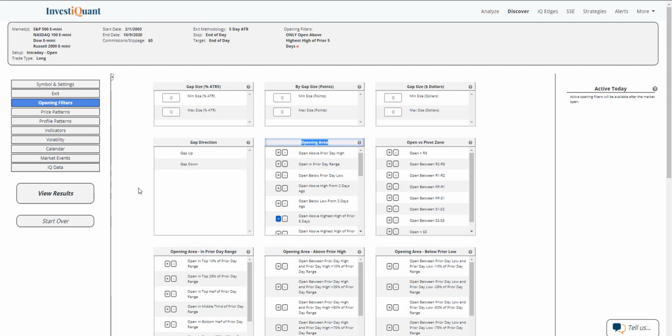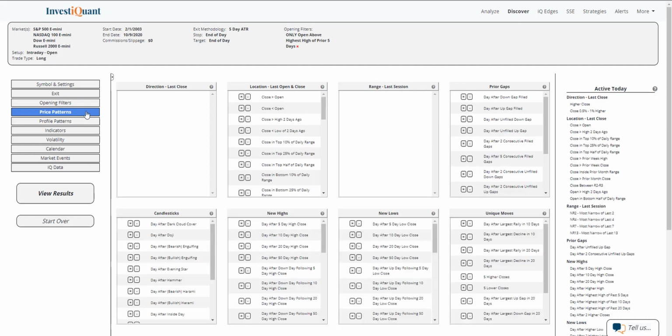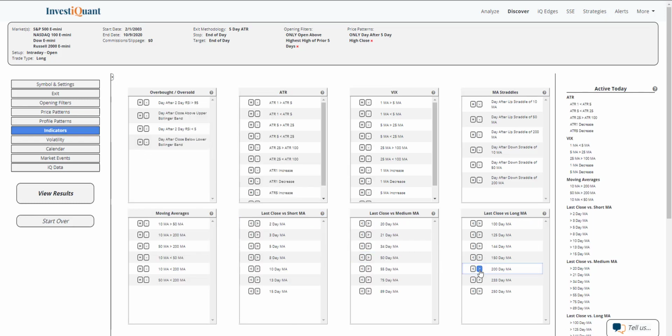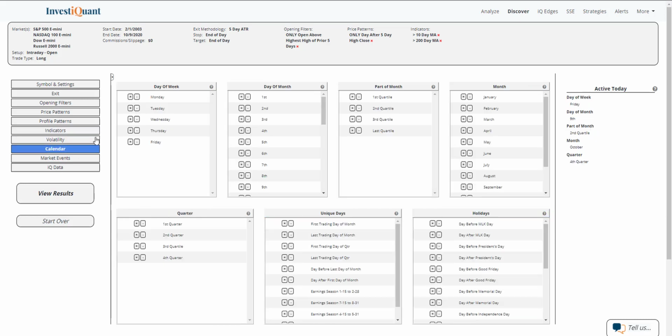And then I'm going to go into price patterns and say that yesterday closed at a 5-day high. So that means we closed at the highest price of the week yesterday. And then I'm going to go into indicators, put us in a bullish environment above a 10, above a 200. And lastly, I am going to say specifically that it is Friday, so we can make this based upon these prior 5 days, based upon the week that we are seeing here. So this is going to look at opening above the highs of the week after a strong close in a bullish market on Friday. Let me hit view results and we'll take a look.